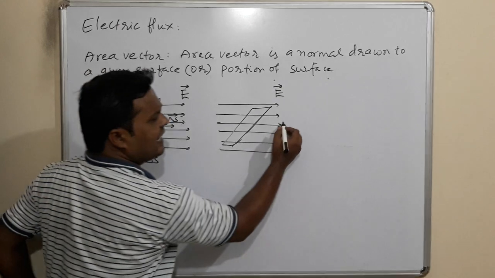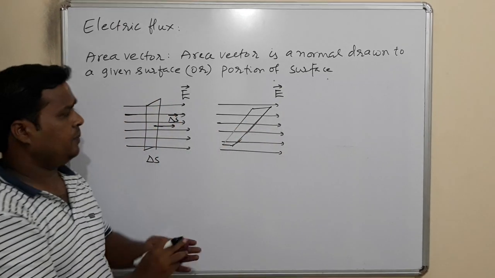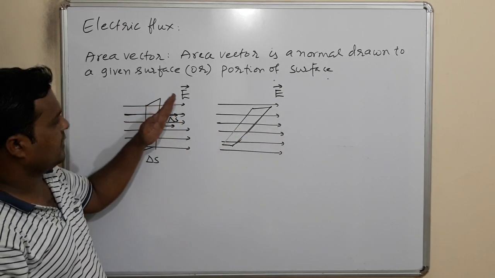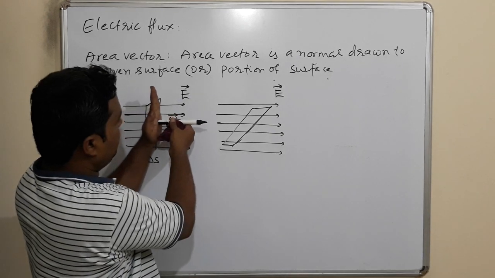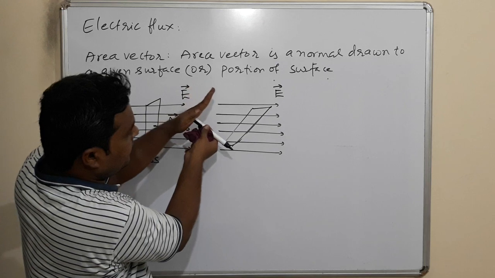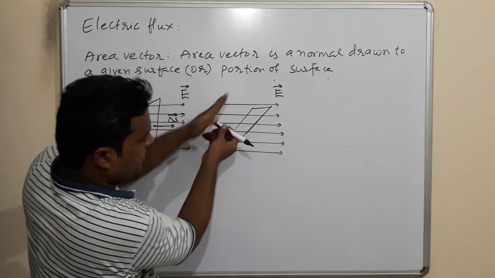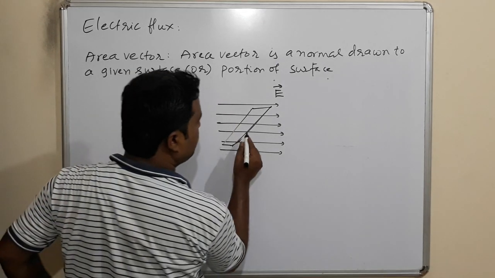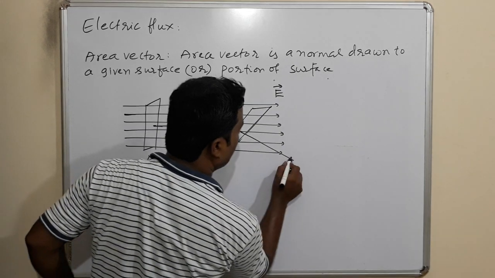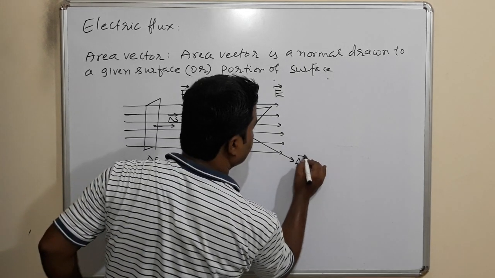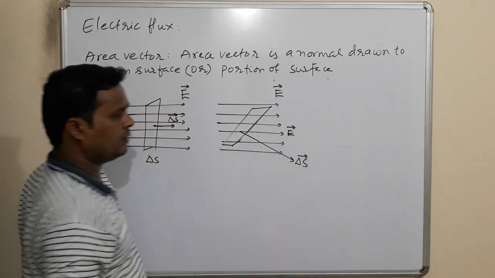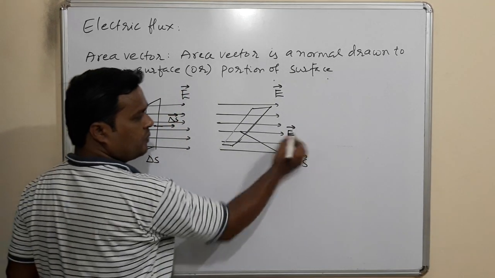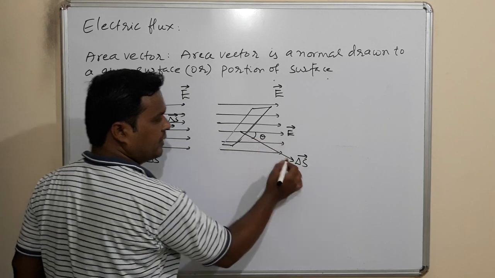Then the direction of electric field remains the same. If the surface is tilted like this, see, this is the surface. This is the area vector. If the surface is tilted, the area vector also gets tilted. Then this will be the area vector. Now, this is delta S, and this is still the electric field. This electric field is now making some angle with the area vector.